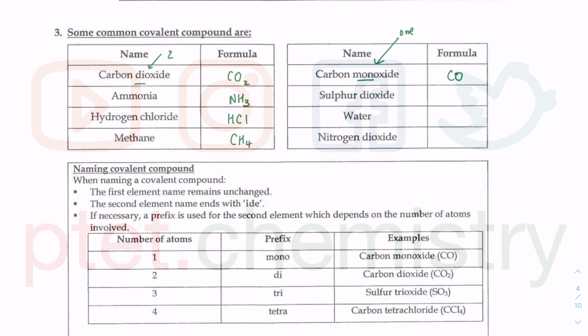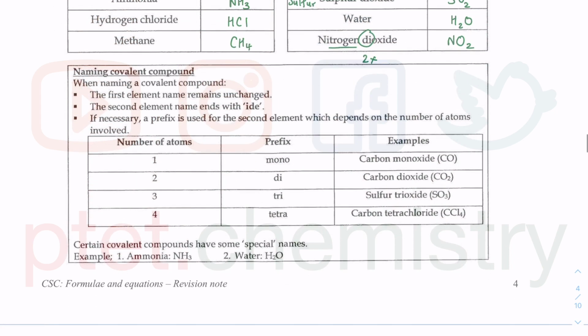Sulfur dioxide, there's actually an updated spelling, S-U-L-F-U-R, as per element number 16 in your new periodic table. 1 sulfur, 2 oxygen. Water, H2O. Nitrogen dioxide, again 2 oxygens, so NO2. When you name covalent compounds, that's basically what it's saying. The first element name remains unchanged, like carbon monoxide, carbon dioxide. The second element ends with IDE to refer to the other elements. A prefix: pre means before, post means after.